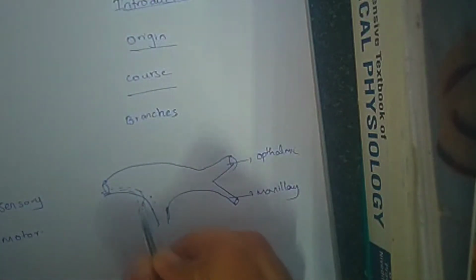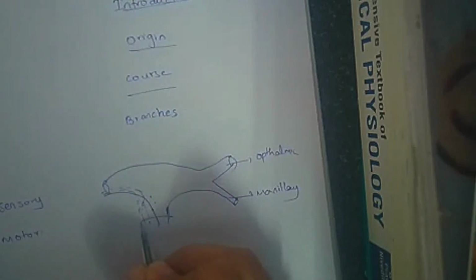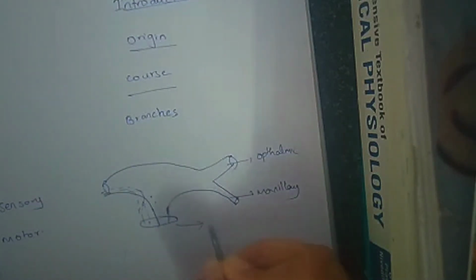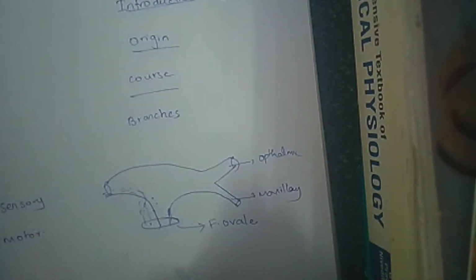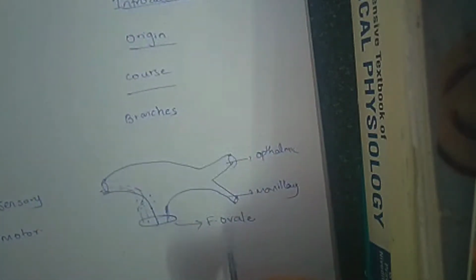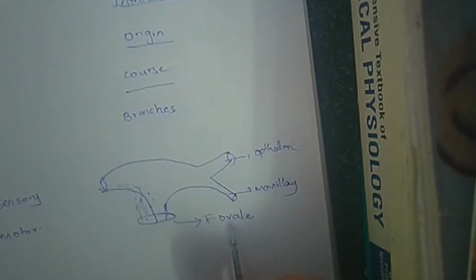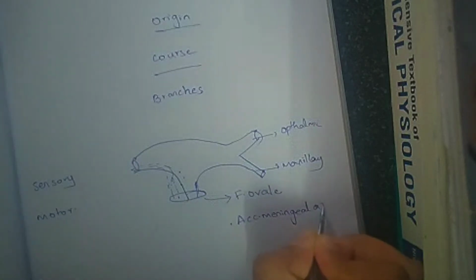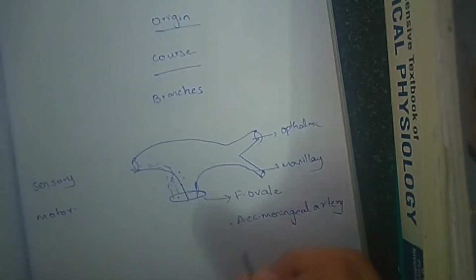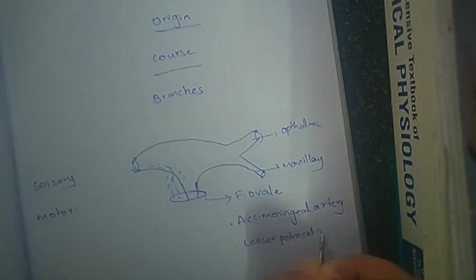Both the sensory root and motor root leave the cranial cavity by passing through a foramen called foramen ovale. Not only the mandibular nerve, any vessel or nerve which enters or exits the cranial cavity passes through a foramen. Other than the mandibular nerve, the structures passing through it are the accessory meningeal artery, which is a branch of the maxillary artery, lesser petrosal nerve, and emissary vein.